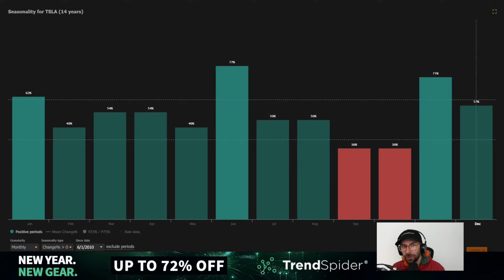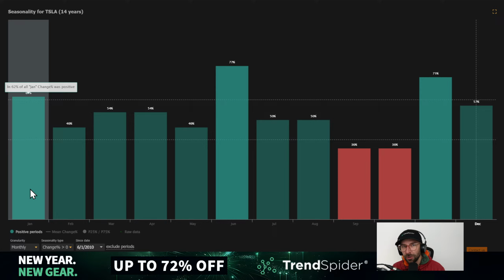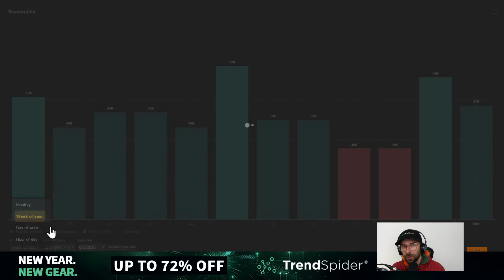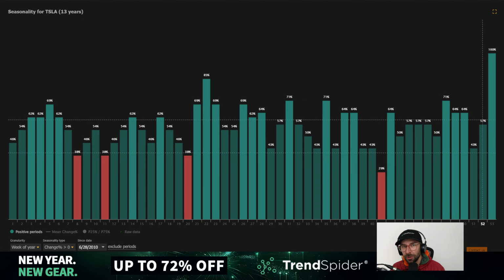Here's your seasonality coming into year end. January tends to be a pretty decent month, 62% of the time green in January. We can take a look at week of the year. 46% win rate next week.